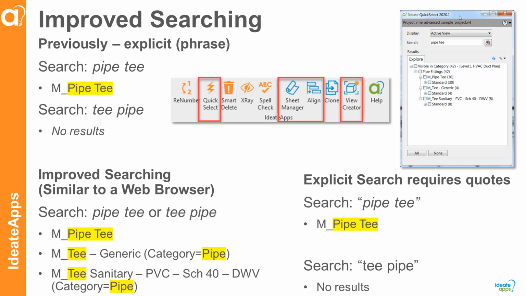Ideate Apps has improved the way in which you can search within Quick Select, Sheet Manager, Align, and View Creator. In prior versions of Ideate Apps, search criteria was explicit, meaning that for a search hit to happen, you had to be exact, as shown in the upper left corner of your screen. Search criteria in Ideate Apps now behaves much like that of a web browser. Typing in keywords will result in a search that contains those words. However, if you are searching for content that is explicit, you can use quotes to ensure that the results are exactly as you typed in.